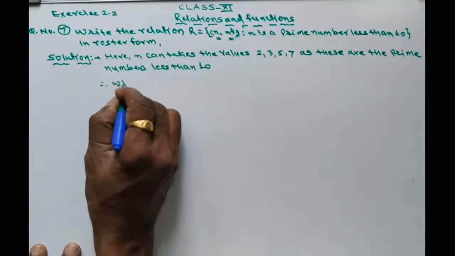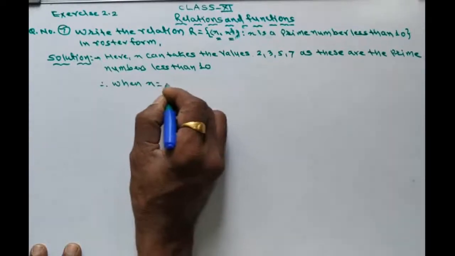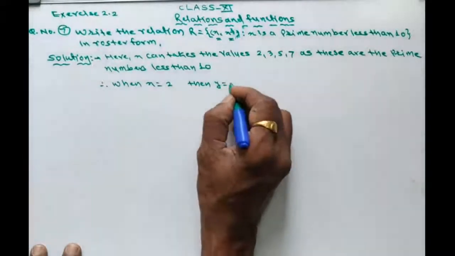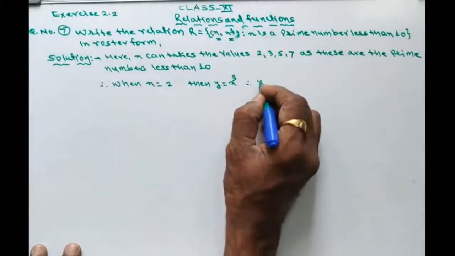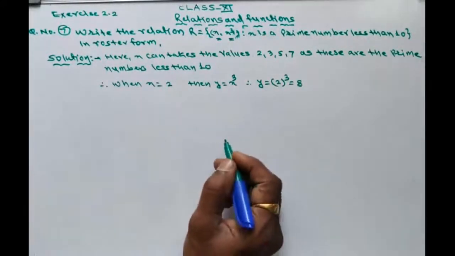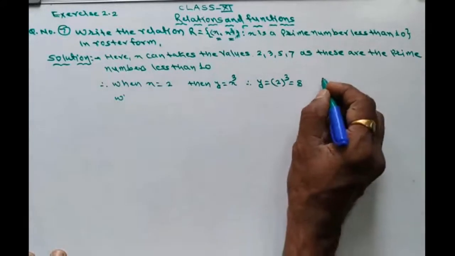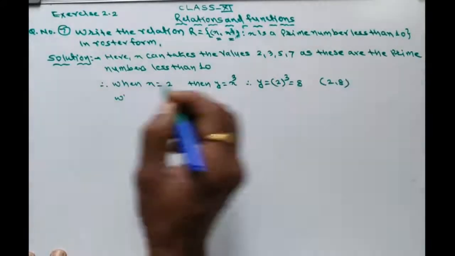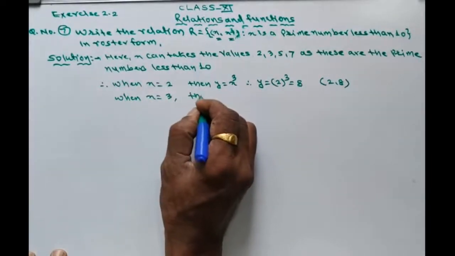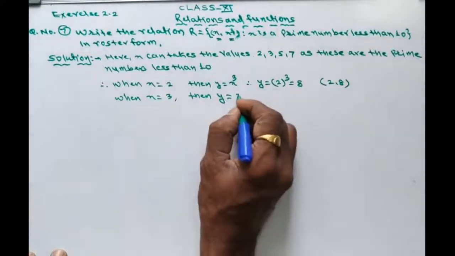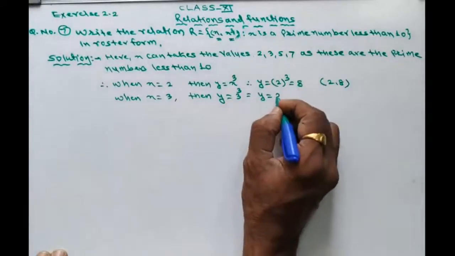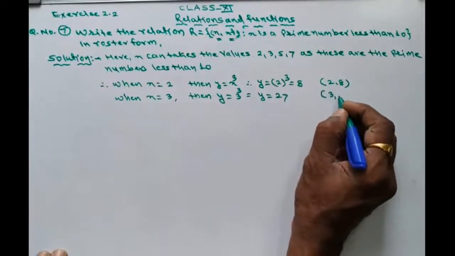So when x equal to 2, prime number, then this is second, means y. Then y is equal to x cube is given. Therefore, y equals to 2 cube, that is 8. Right? So first order pair will be 2, 8. When x equal to 3, then y equals to 3 cube, that is y equals to 27. So order pair is 3, 27.